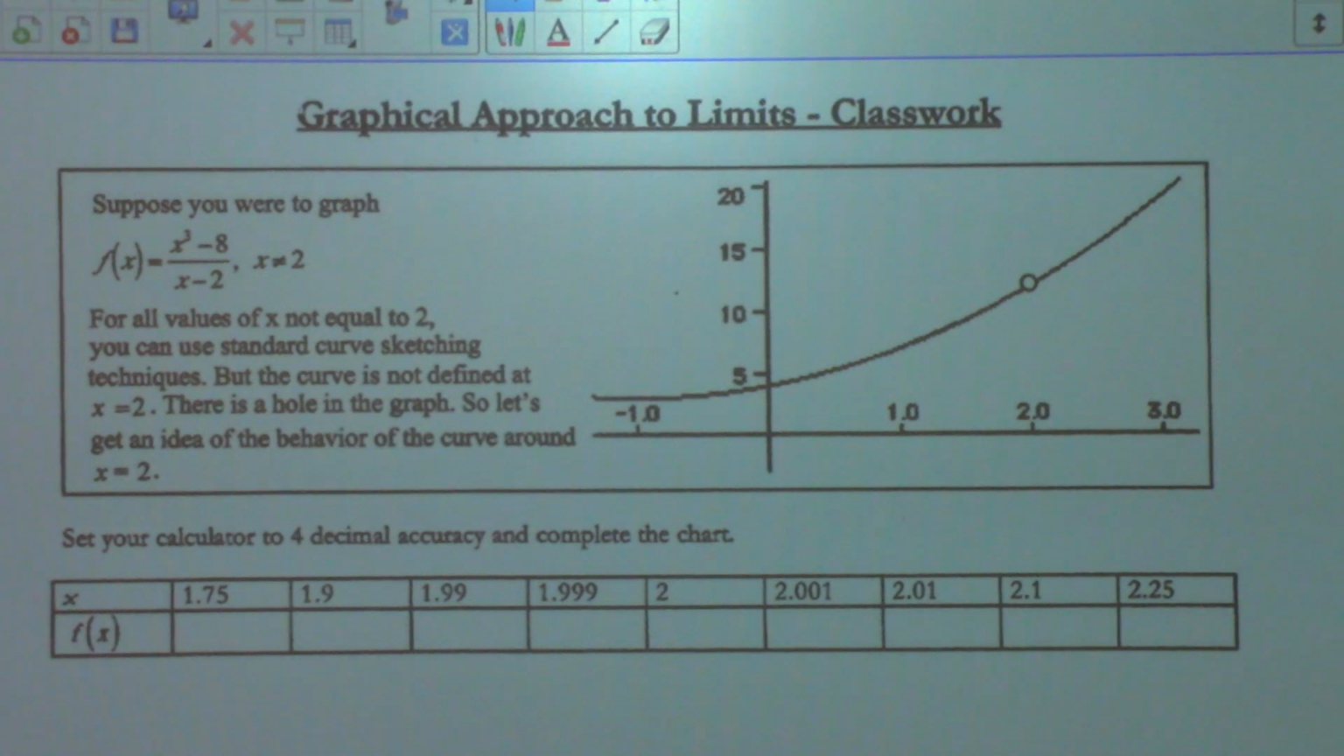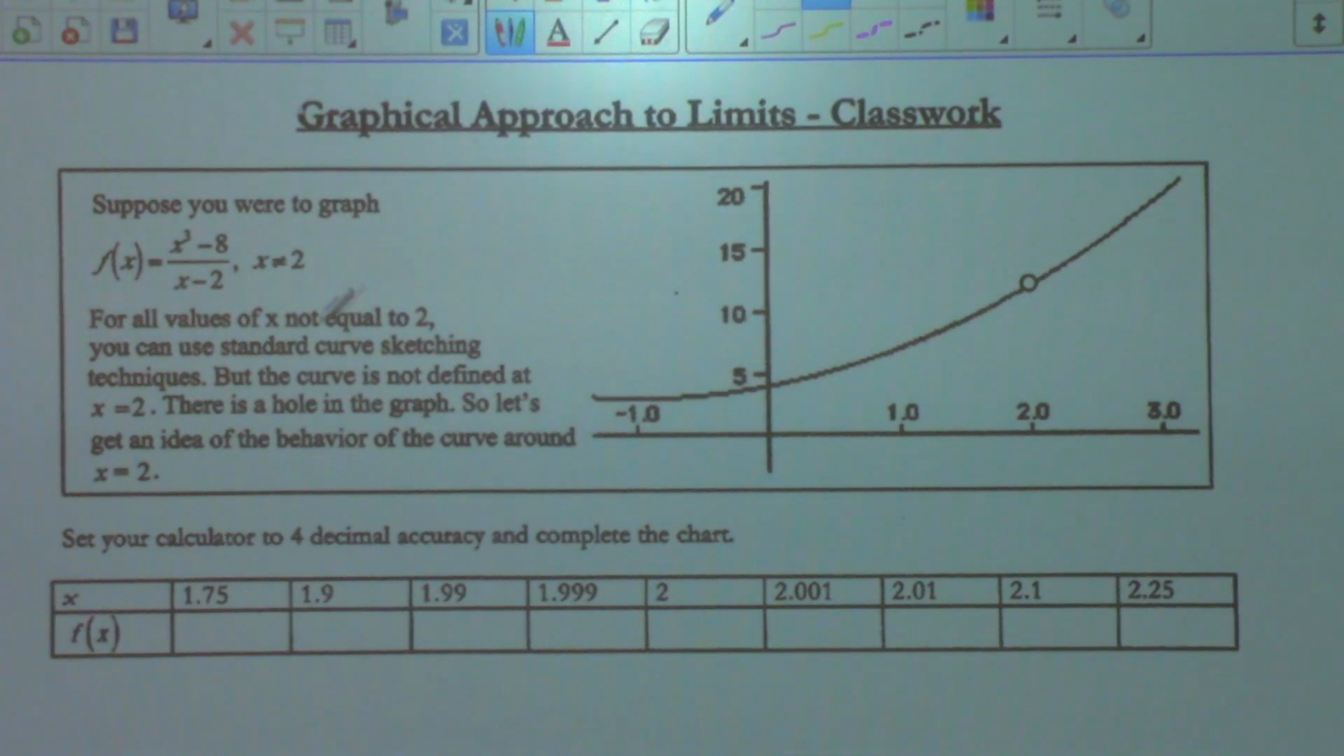And here we have a graph. Suppose you have this graph of this function, and they give you this function here, x cubed minus 8 over x minus 2, and x cannot equal 2. And I hope everybody understands why x cannot equal 2. But if you graph this function, this is what the graph of the function looks like, and scale it appropriately.